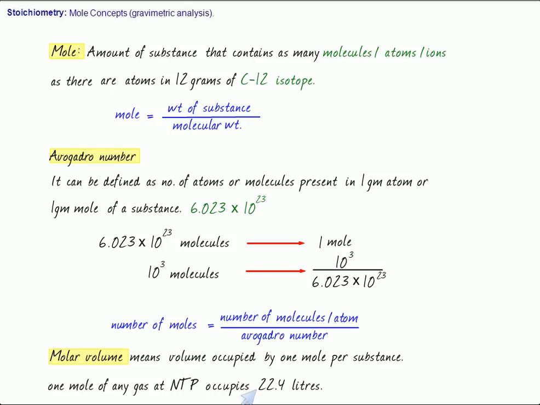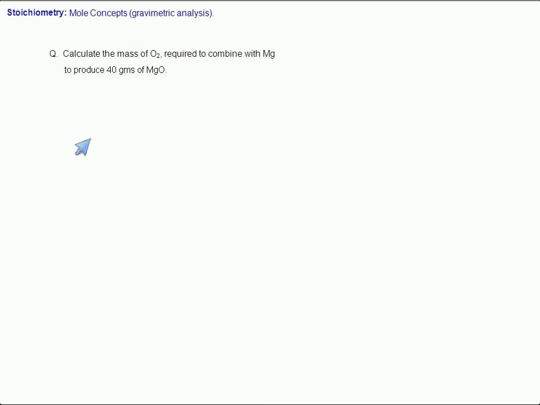Now let us look at a problem based on gravimetric analysis. As the question is written over here, it stands like this. Calculate the mass of oxygen required to combine with magnesium to produce 40 grams of magnesium oxide. That means the relation is between magnesium, oxygen and magnesium oxide. So whatever may be my reactant, in order to find an unknown quantity, the relation between the three should first be written, which we write as the chemical reaction.